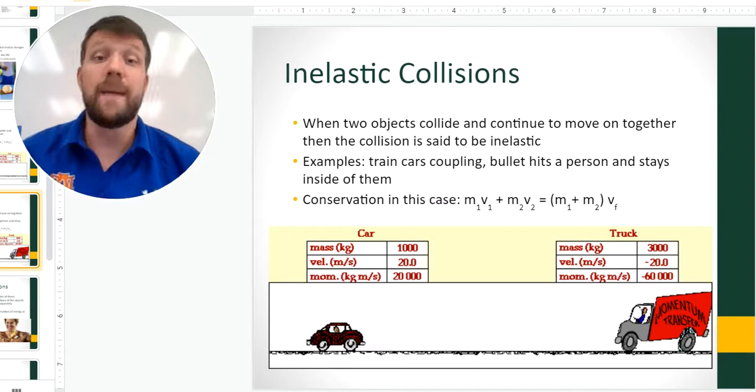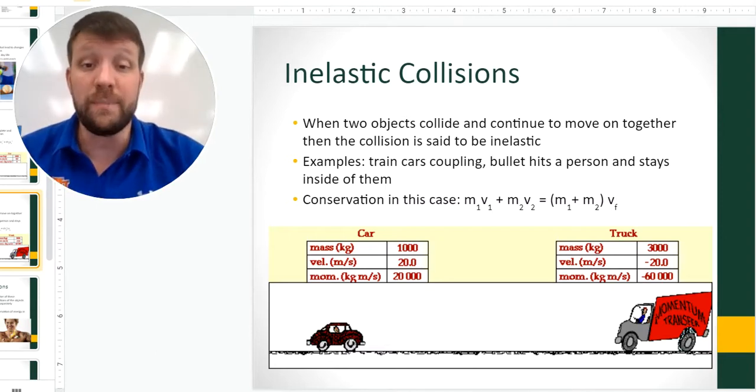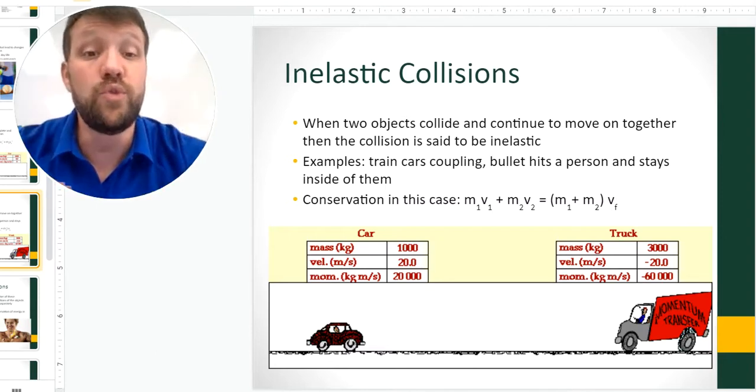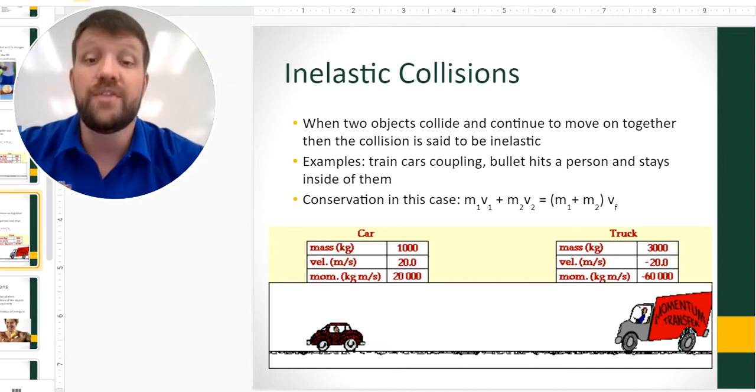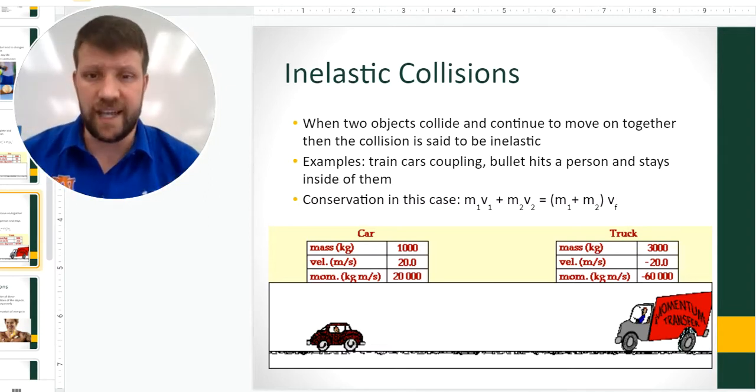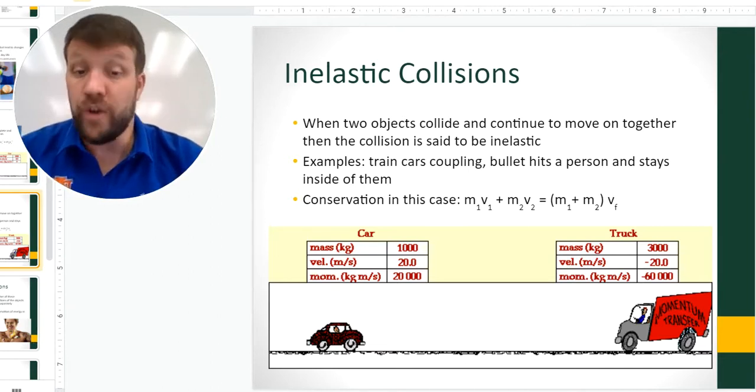Okay, that means they stick together. So two objects collide and continue to move on together. Then we have a collision that is inelastic. So they hit, they stick, right? So an example here, train cars coupling, right?